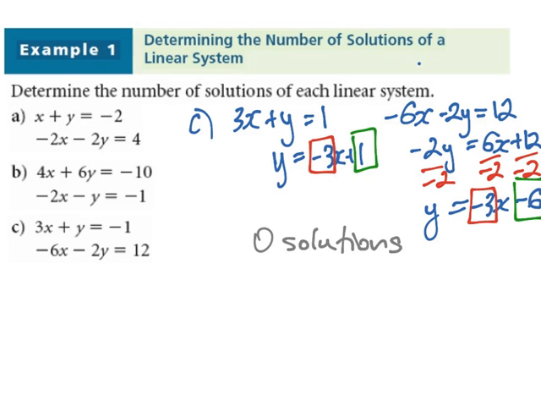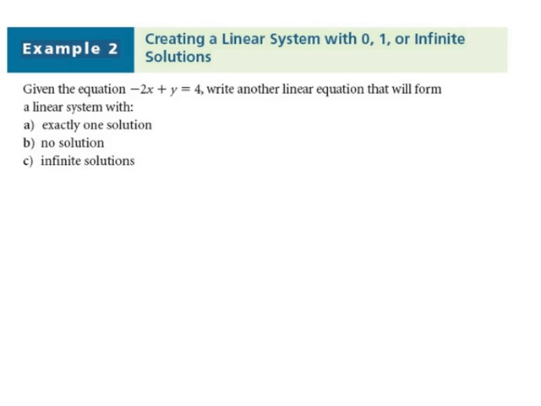Let's take a look at our last problem. In this example, we'll create a linear system with 0, 1, or infinite solutions. So given the equation, -2x plus y equals 4, write another linear equation that will follow the linear system with exactly one solution, no solutions, or infinite amount of solutions.